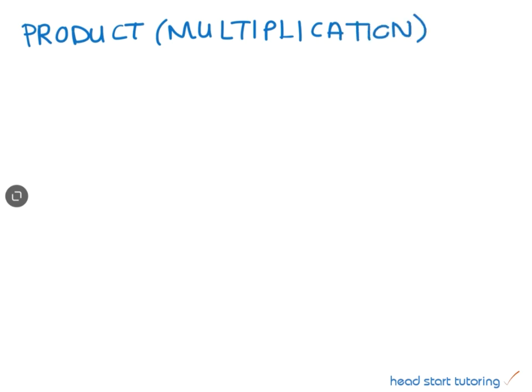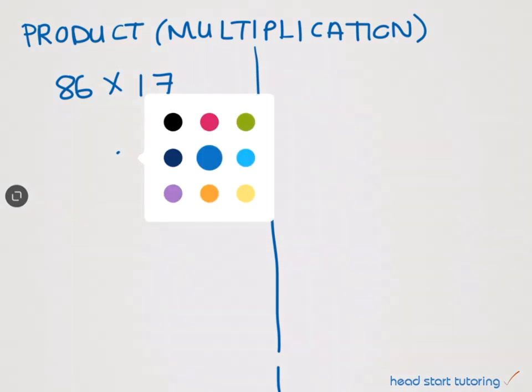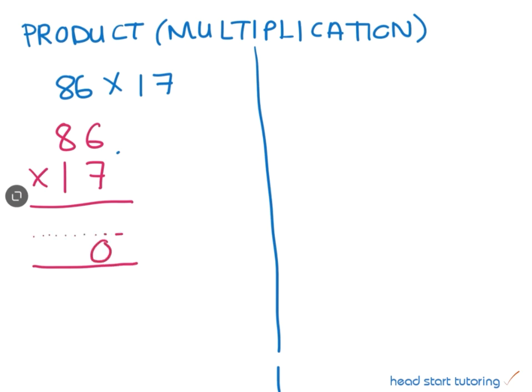We are now going to have a look at the product of 2 or more numbers, which is the same as the multiplication of those numbers. So if we are asked to find the product of 86 and 17, that means we need to multiply those numbers together. So let's have a look at this one. 86 multiplied by 17. We need to have 2 lines there because we are multiplying units and tens here. And then we add those together at the end.